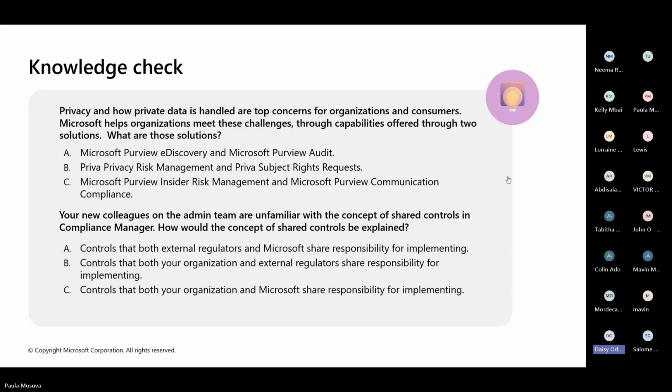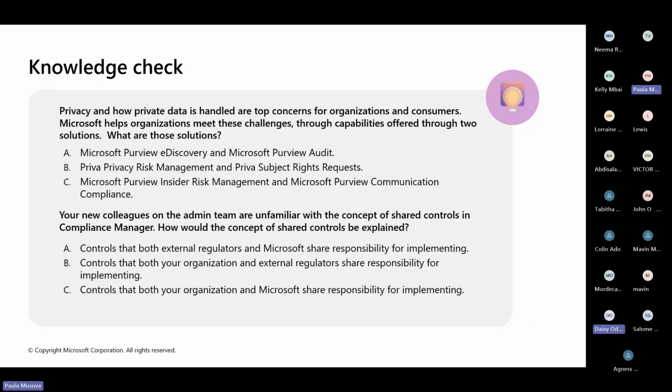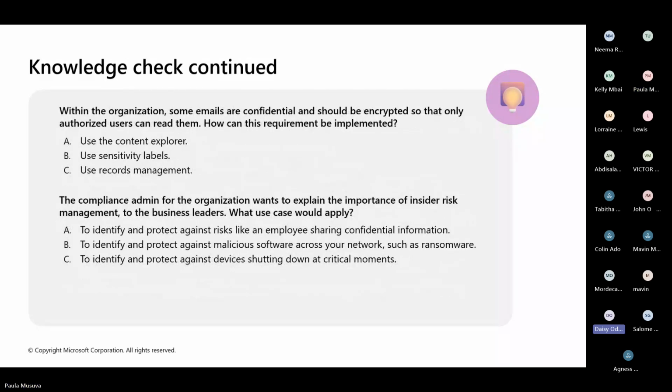Okay. So for me, I'd go for choice C, controls that both your organization and Microsoft share responsibility for implementing. Okay, perfect. I think I also already explained that. And there was even a dashboard where we could see your completion of controls that are your responsibility and the ones that are for Microsoft, right?